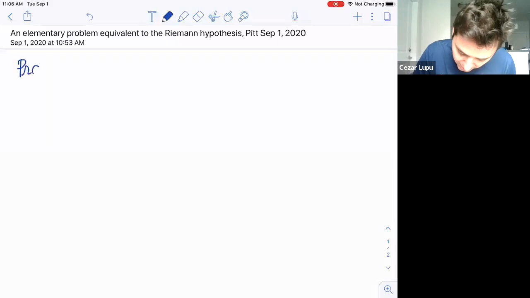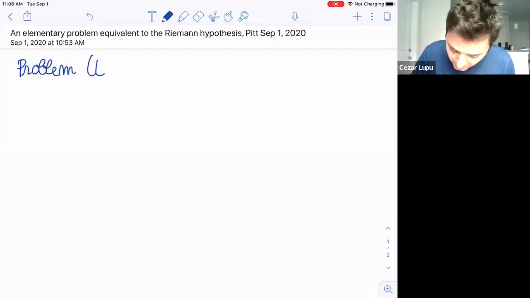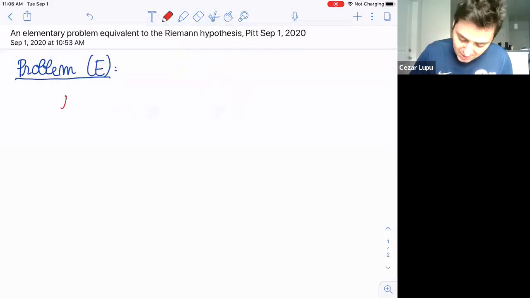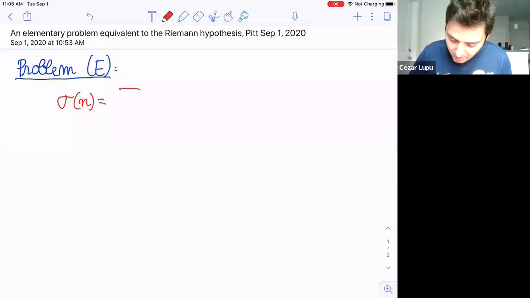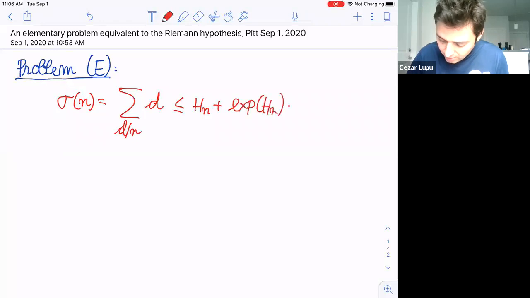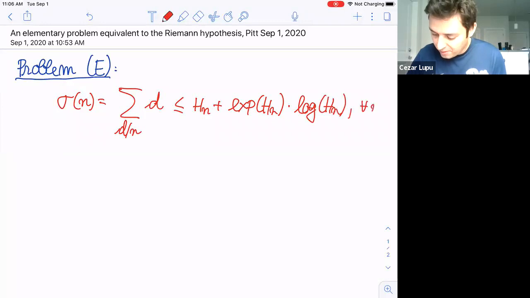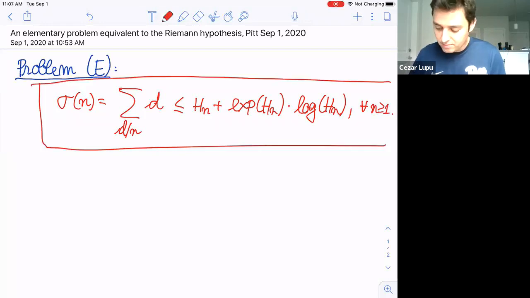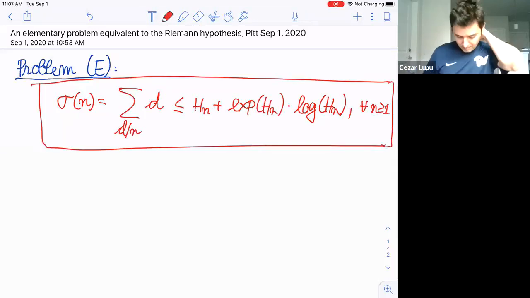Let's write, and I'm going to use this E from elementary, the following. Sigma of n, which is the sum divisor function, is less than or equal to Hn plus e to the Hn times natural log of Hn, for all n greater than or equal to 1. So let's consider the following elementary inequality.